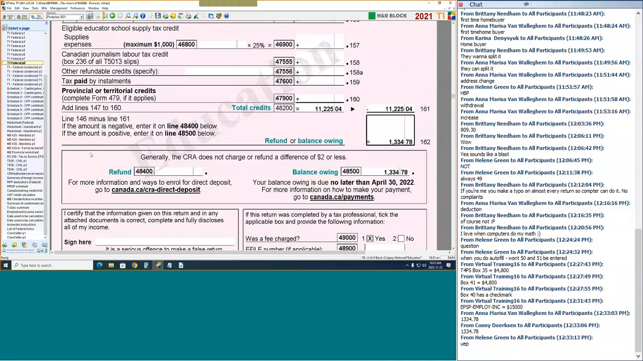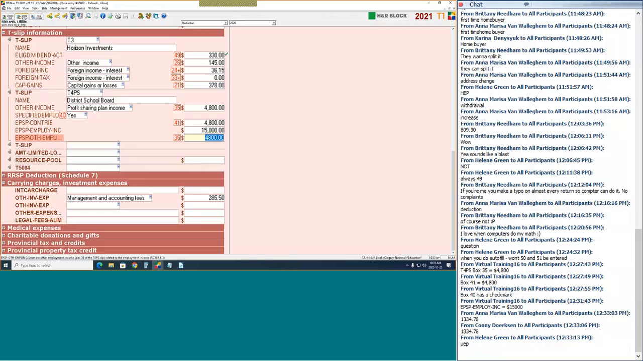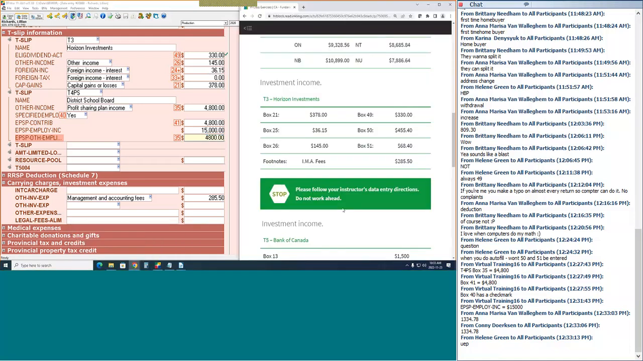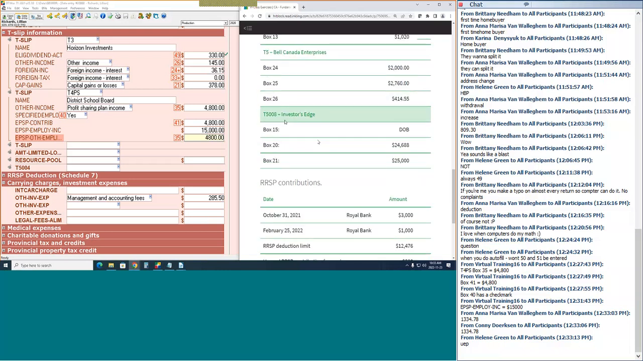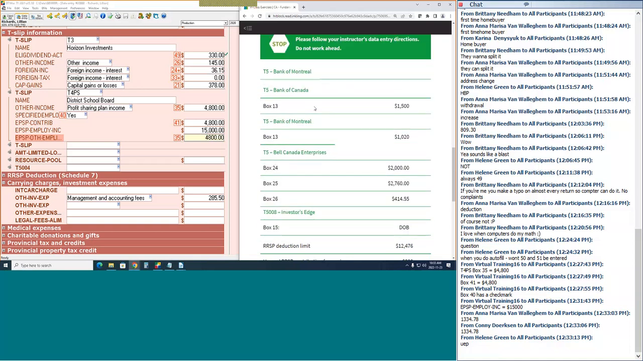So that's going to be the hardest, weirdest one I'm going to teach you today. The rest of them, hopefully, will be fairly straightforward. So let's keep going. And what I'm going to show you next is, let's see if I can find it in the in-class exercise. We're going to do the T5008 next. Okay? So we're going to jump down a little bit in your in-class exercise. I want you to find, actually, no, we're not going to do that one next. We're going to do the T5 first. Might as well do them in order.